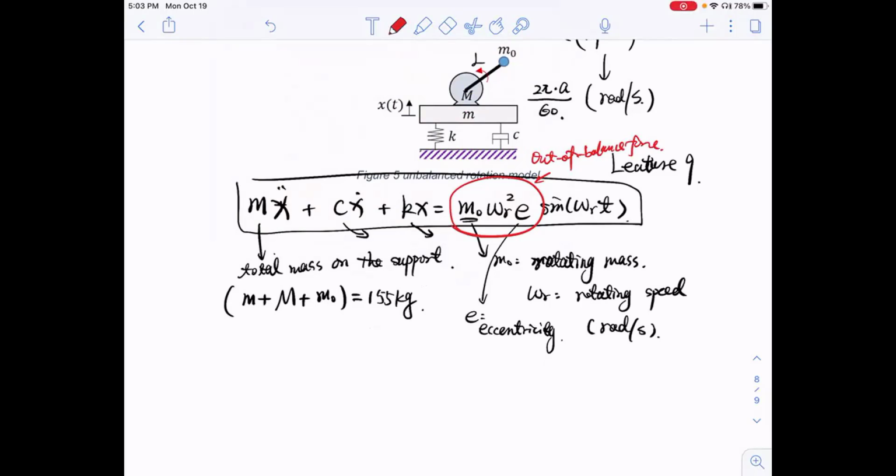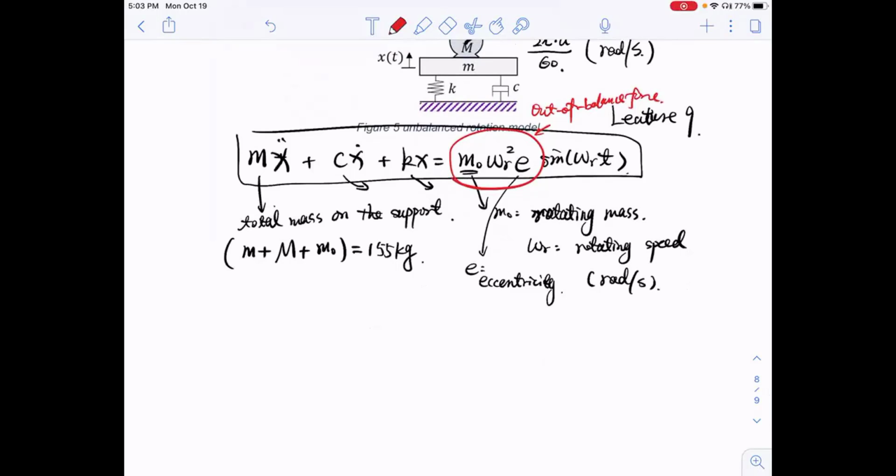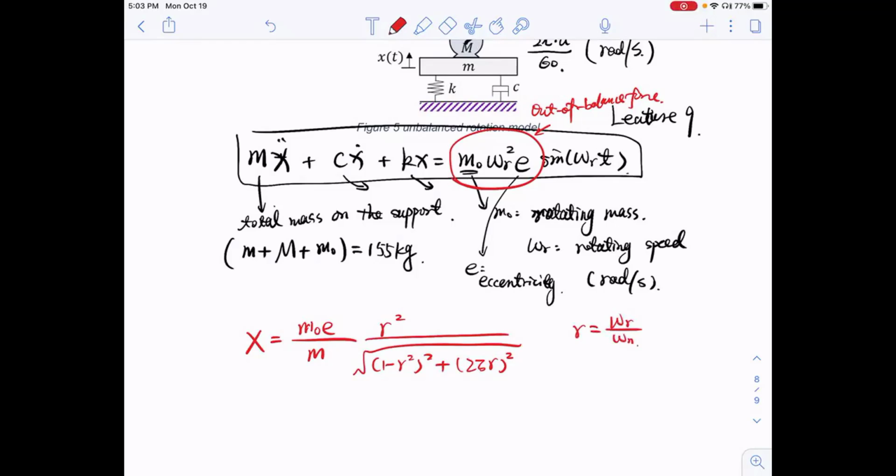And then you want to find out what's the maximum displacement, what's the x naught. So x naught is m naught E over m, r squared, over the square root of 1 minus r squared, squared, plus 2 zeta r, squared. Again, r is omega r over omega n, the frequency ratio. You can get these from lecture 9, slide 9. All right, so that's from the textbook or from the lecture notes.